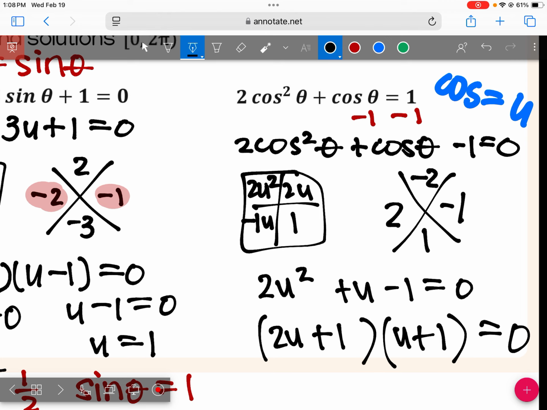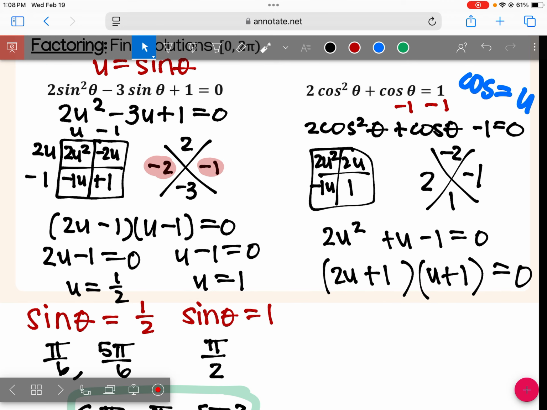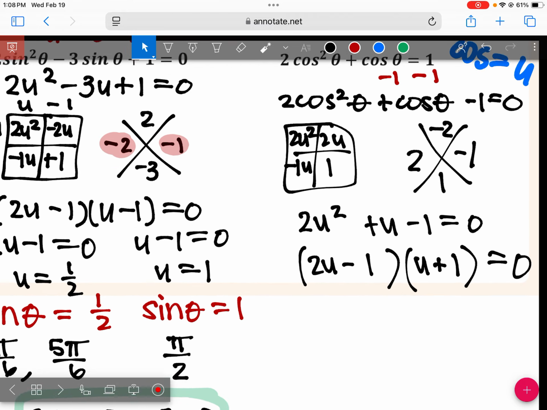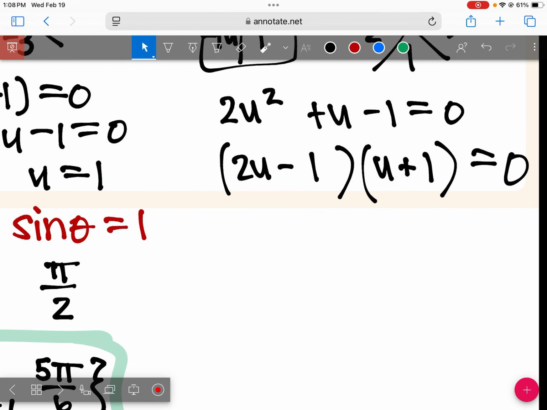You know how you can check yourself too? I think I did this wrong in the last class. I most certainly did. No, because at least one of these should be negative.